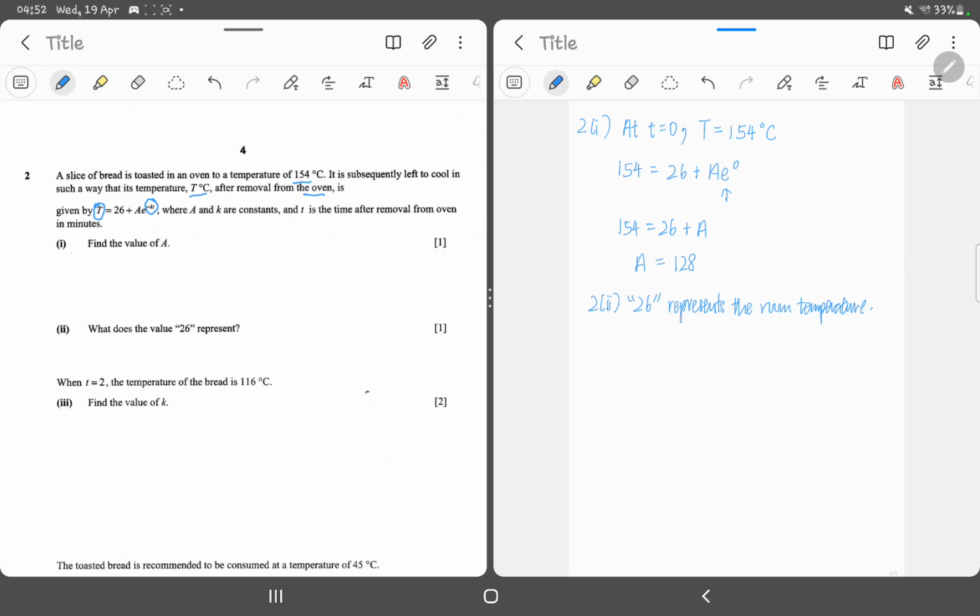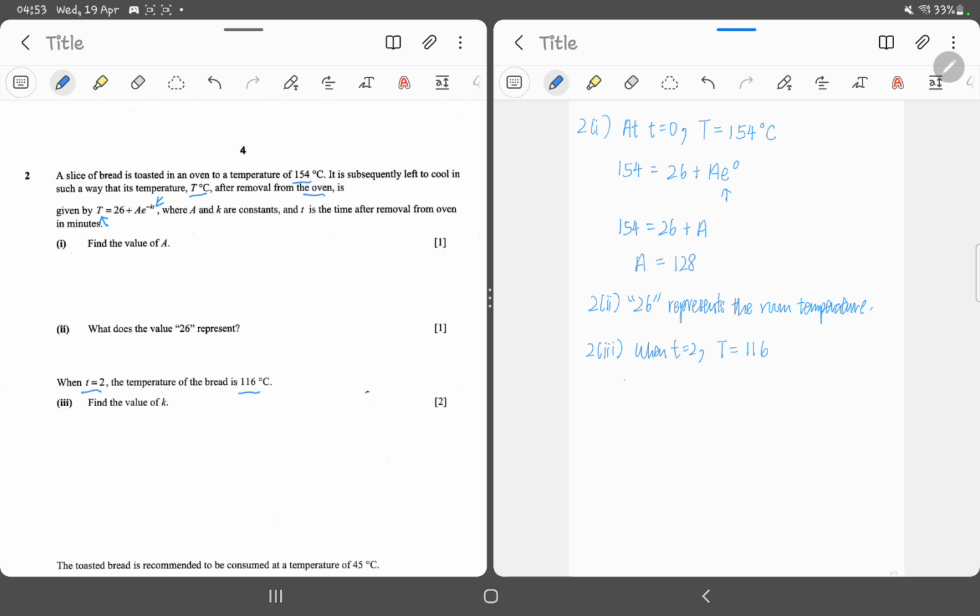Moving on to part 3, it says that when t equals 2, the temperature of the bread is 116 degrees Celsius. So find the value of k. What you do is just perform the substitution based on the values given in the question. This type of question is just trying to solve for an unknown based on the values given. So when t equals 2, the temperature T is 116. Substituting these two values, we are going to solve for the value of k.